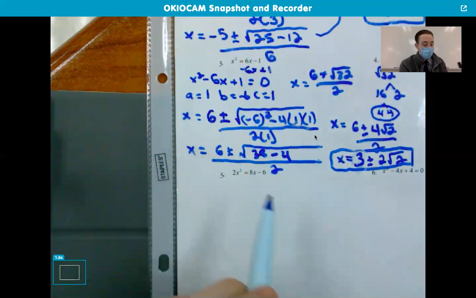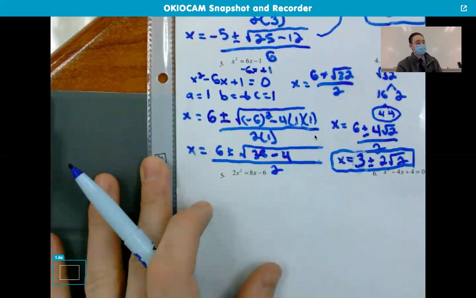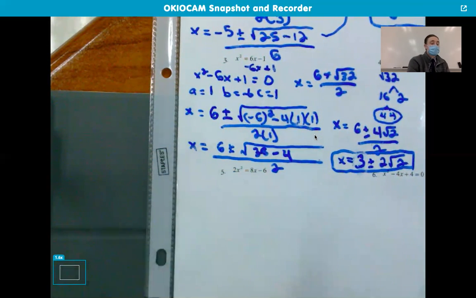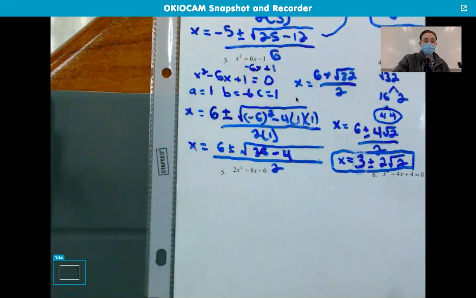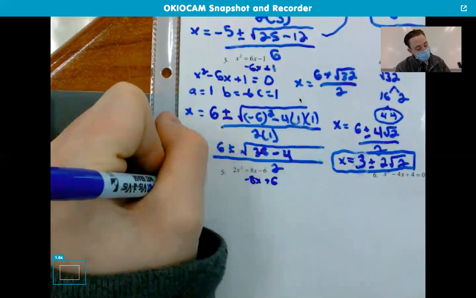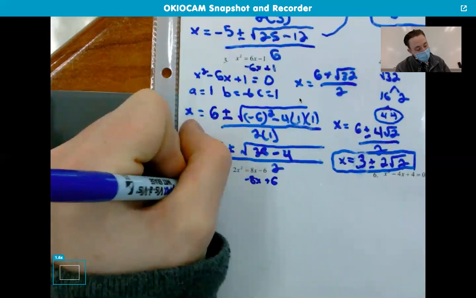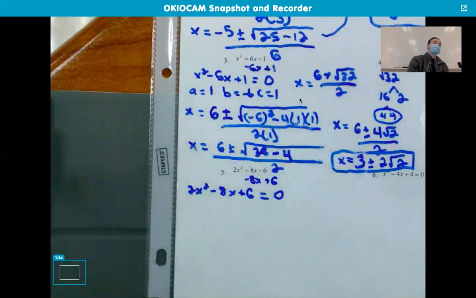All right. So for number 5, what's the first thing I want to do? Very similar to what we did in number 3. Put the 8x minus 6 over. Move the 8x and the 6 over. So I subtract 8x, add 6. I have 2x squared minus 8x plus 6 equals 0. I have to make sure my equation is set equal to 0 before I do anything.